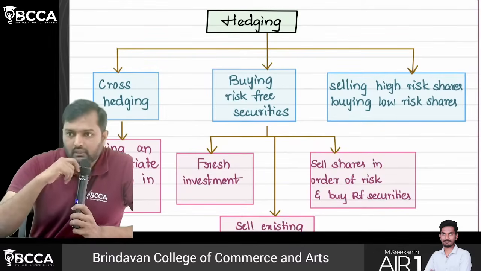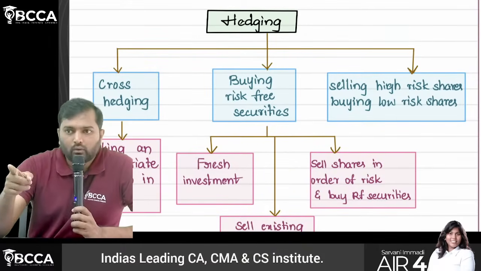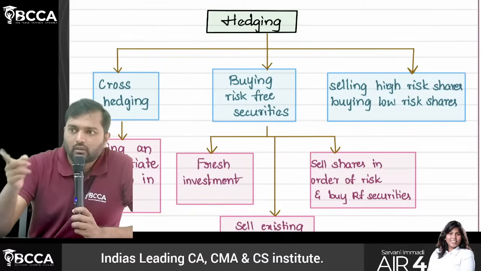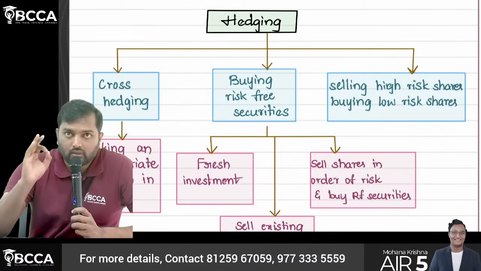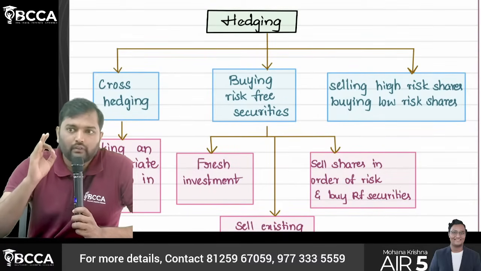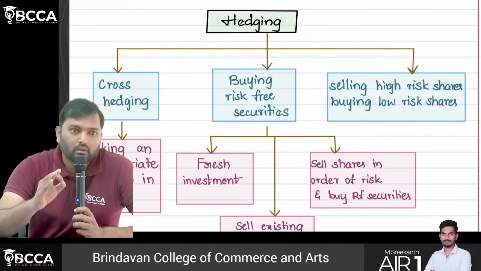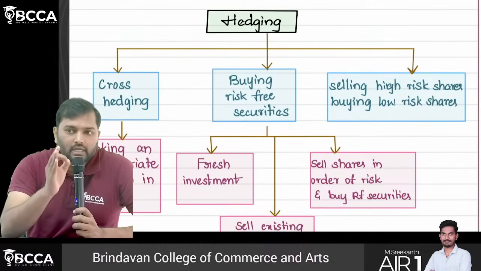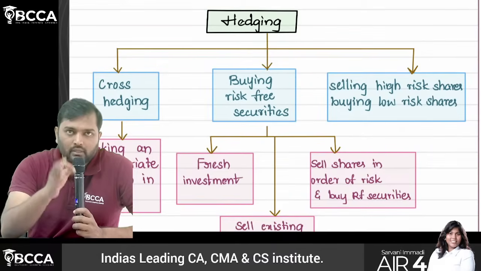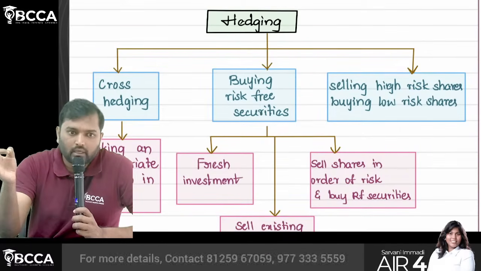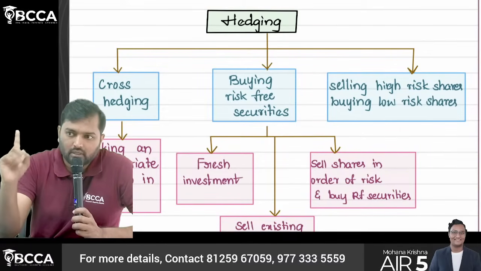Next, buying risk-free securities. We already know that beta of cash is equal to 0. Beta of a risk-free security is also 0, because a risk-free security is independent of the market. There is no relation between the risk-free security and the market.